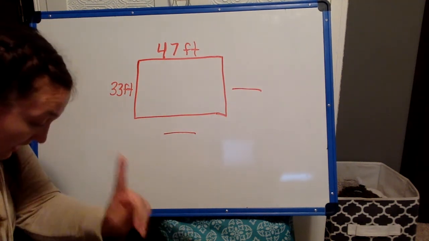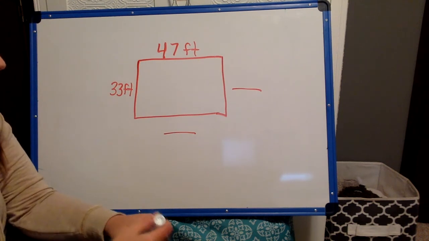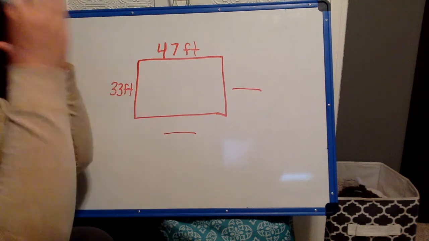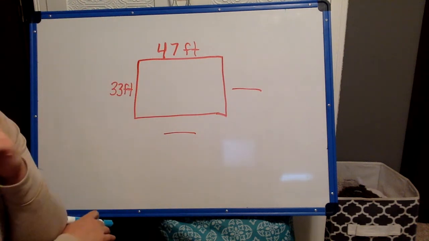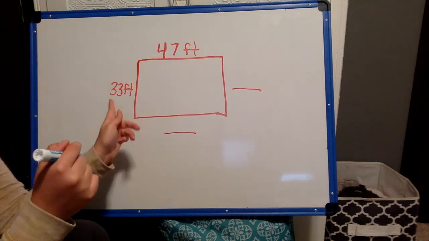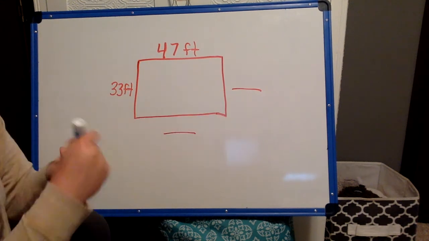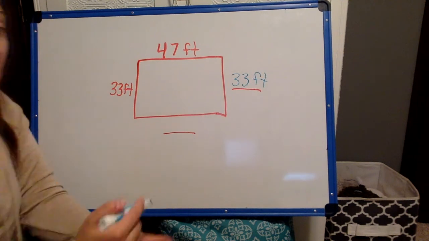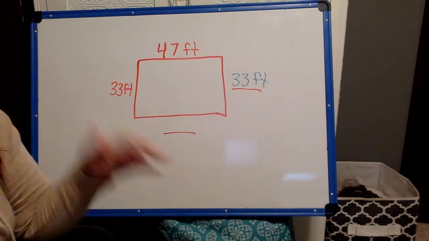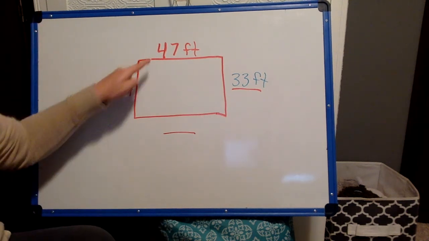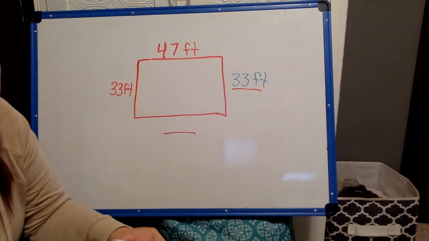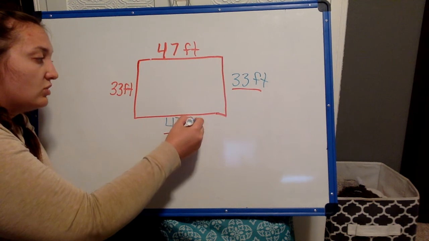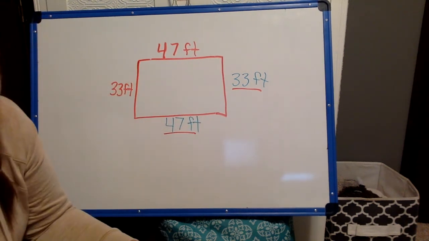Oh, yes, there is. We know that in a rectangle, the 2 parallel sides that run up and down like a train track are the same length. So if this one's 33 feet, so is this one. Also, we know that the other set of parallel sides are also the same length. So we know that this one is also 47 feet. So we can use what we know about a rectangle to fill in those missing numbers.